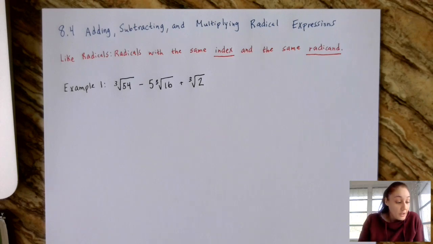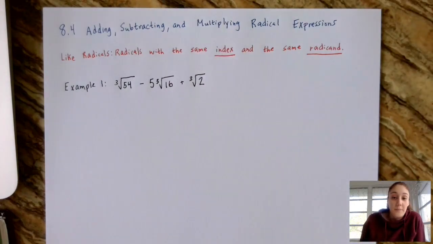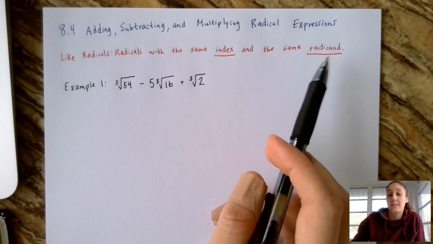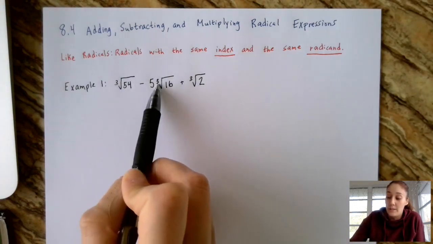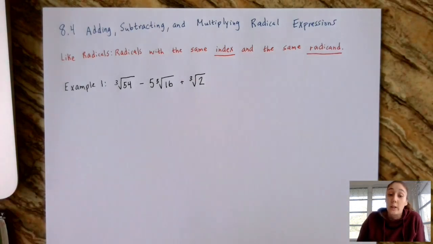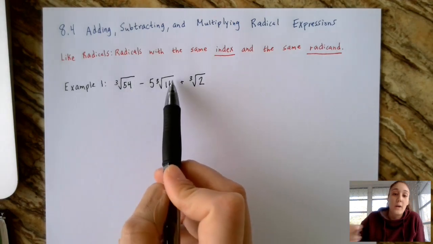So we are looking at section 8.4, which is adding, subtracting, and multiplying radical expressions. Alright, so we're going to jump right into it. Just a little bit of a reminder, like radicals are radicals that have the same index and the same radicand. So remember that the index is this little number on the outside, and when we don't see a number, it's 2, so it's a square root. And then the radicand is what's inside or underneath the radical.